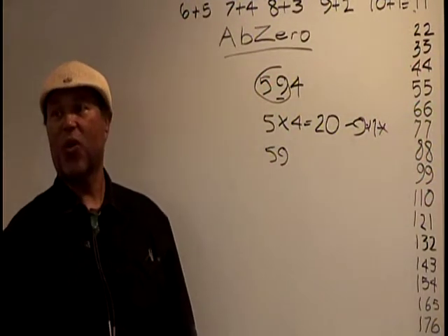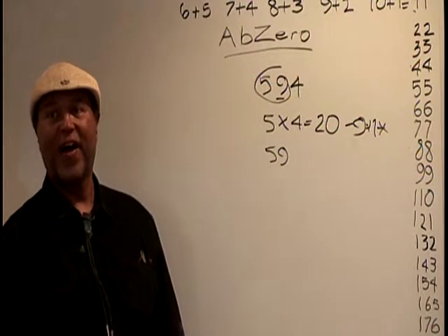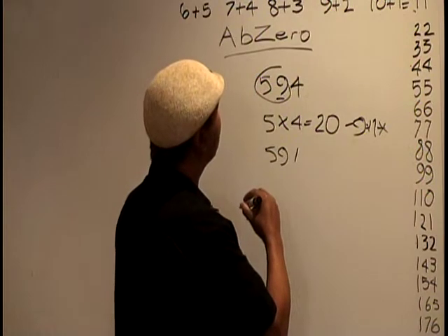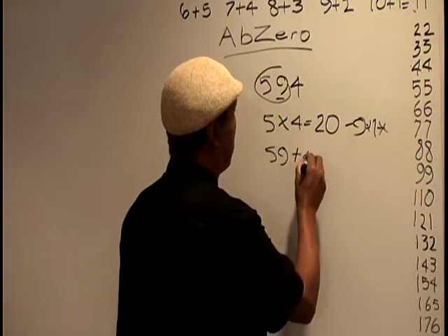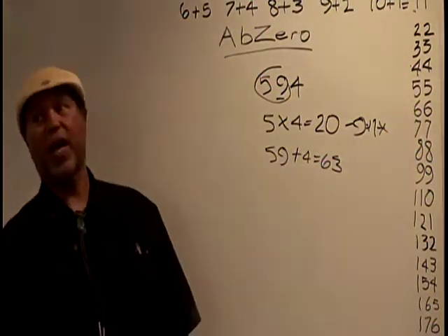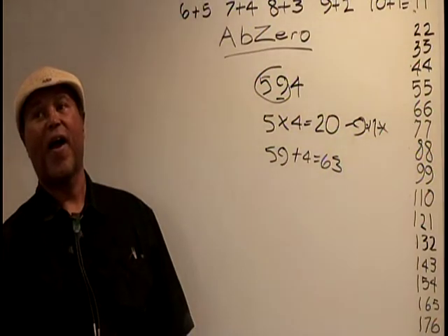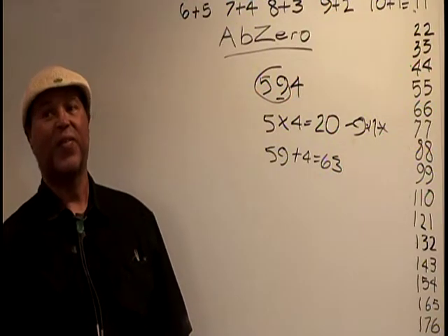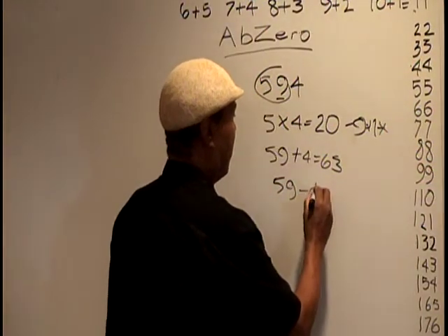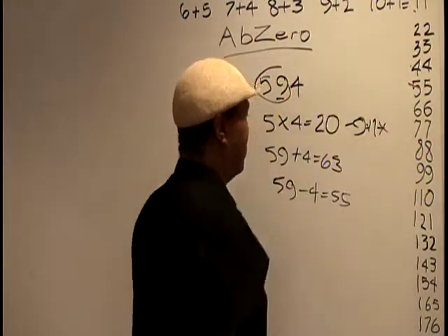59 plus 4 equals 63. And that doesn't work. How about just 59 minus 4? That could work. 55. Is that a winner? Bam, yes.